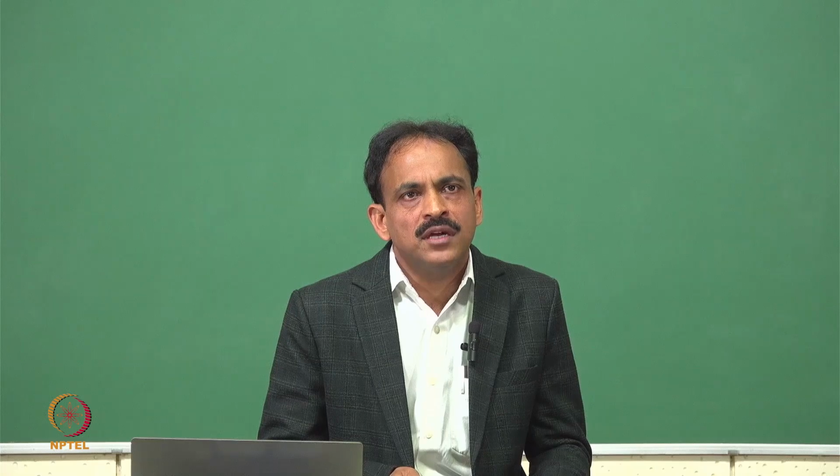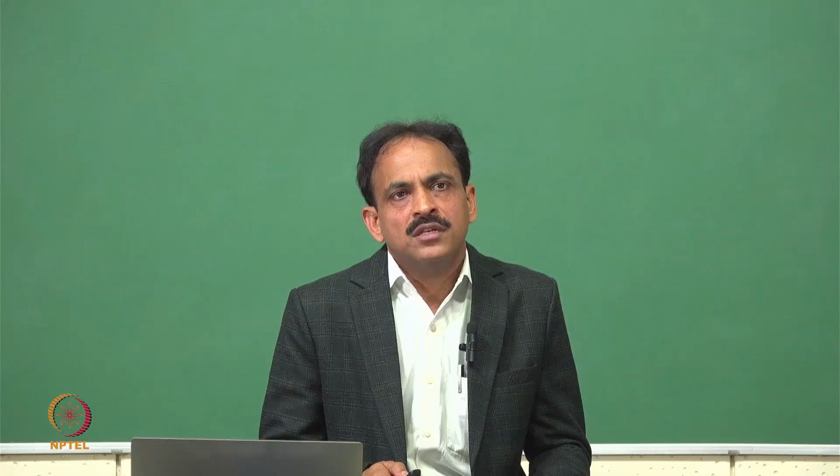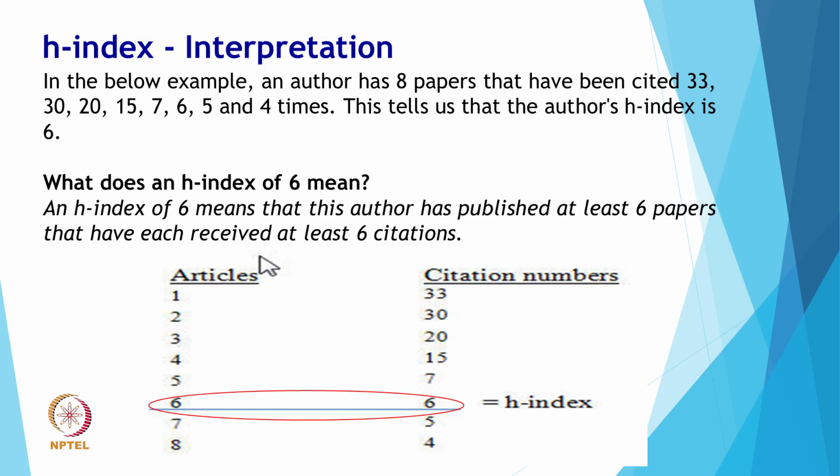So, how can you define H-index? A scholar with an index of H has published H papers, each of which has been cited in other papers at least H times. So, this is the simple definition of H-index. You can see in this slide the interpretation of H-index. This author has published a number of papers, but his 20 papers have received at least 20 citations. So, his H-index is 20. Again, in this slide you can see the author has published 6 papers and he has an index of 6 because his 6th paper has received at least 6 citations.